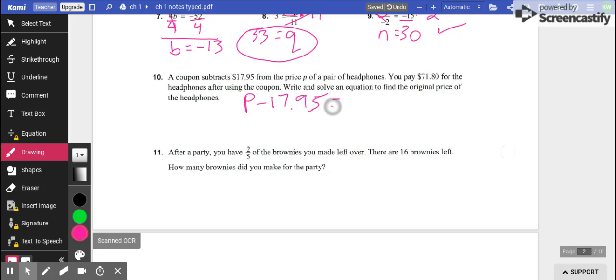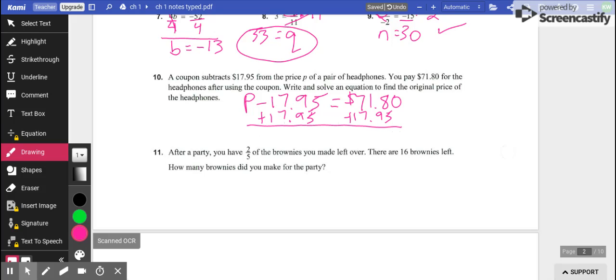It says you pay $71.80 for the headphones after using the coupon. So there's going to be our equation that we're going to solve. So then we just need to take a look at it and see what can I do. How is the $17.95 attached to the P? It's attached with subtraction. The opposite of subtraction is addition. So I'm going to add $17.95 to both sides.